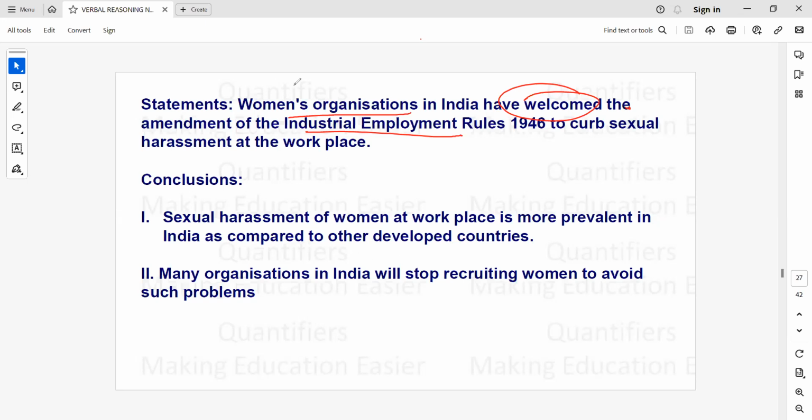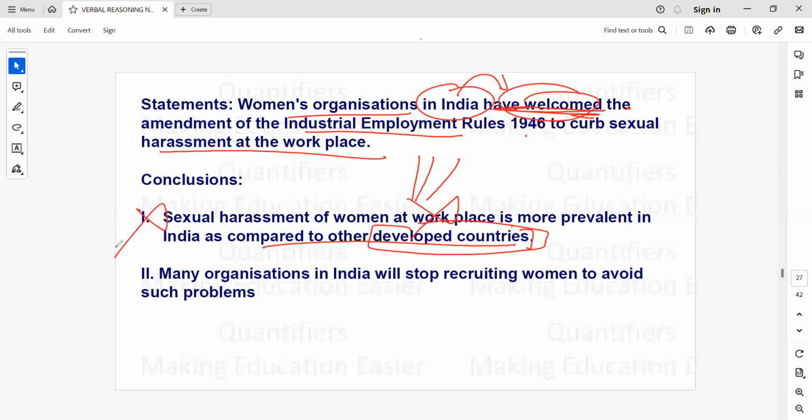Now, the statement is saying that women's organizations in India have welcomed the amendment of the Industrial Employment Rules 1946 to curb sexual harassment at the workplace. Sexual harassment of women at the workplace is more prevalent in India as compared to other developed countries. We cannot derive this. We just know that women's organizations in India have welcomed some amendment, but what is happening in other developed countries, or whether India has an alarming rate for it, cannot be logically derived. Now, many organizations in India will stop recruiting women to avoid such problems. Again, this cannot be logically derived. So none of these is the correct conclusion.